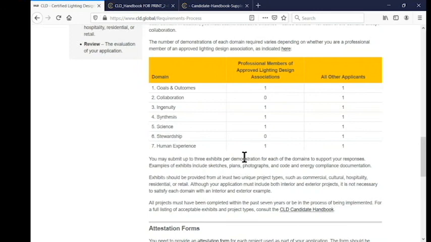Okay. One more question. Would you be able to share the link to sign up for the April 16th webinar? It is on the IALD.org website. It is also on the CLD website.